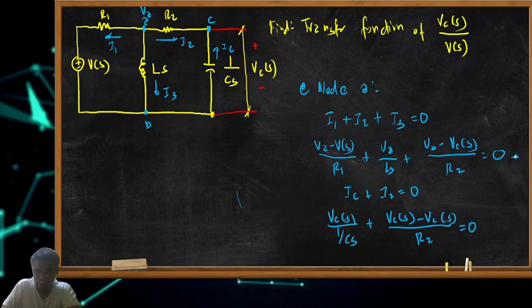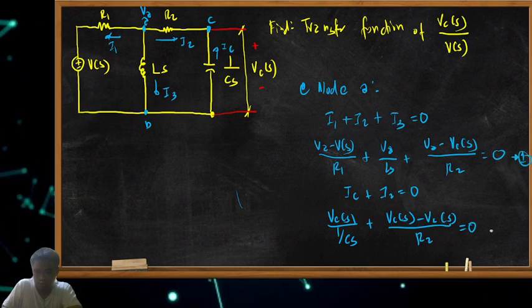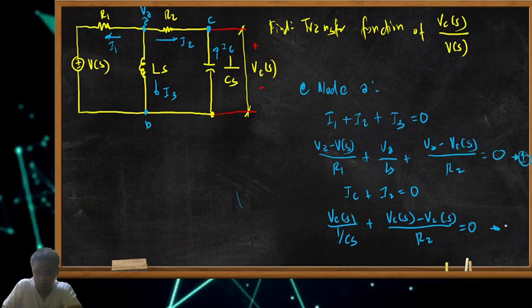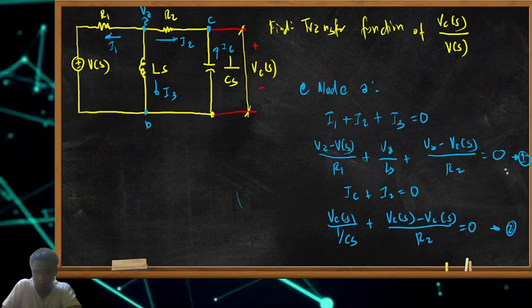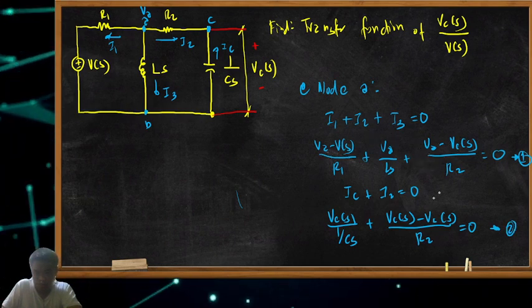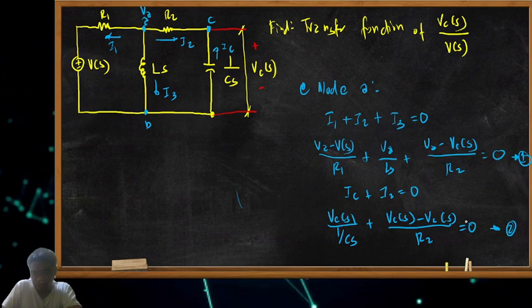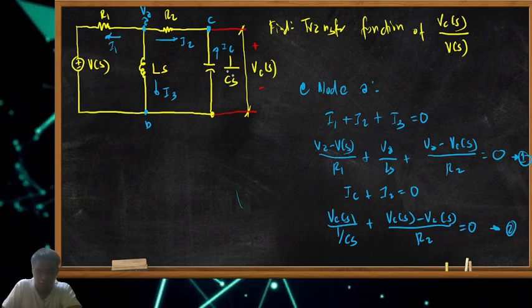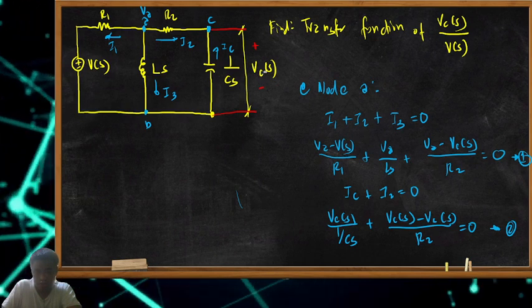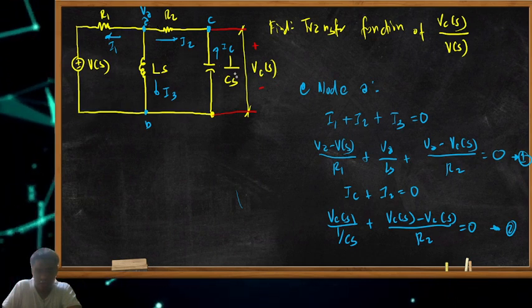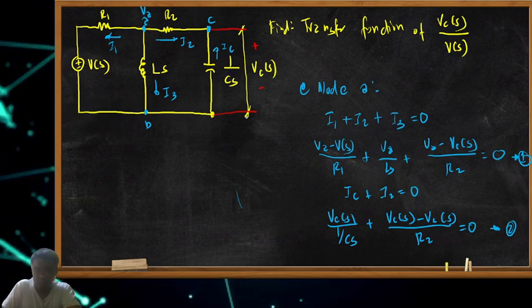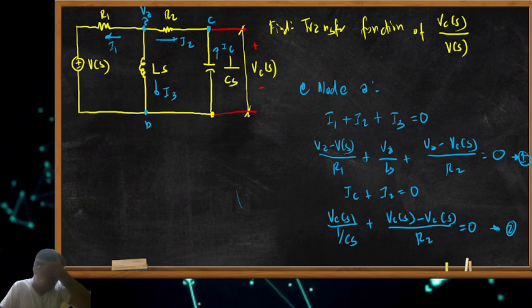So we have two equations. This is our equation 1, and this will be our equation 2. We have one nodal equation at node A, and another equation at node C, to get the relationship between Vc of S and VA in terms of this branch here, 1 over Cs.